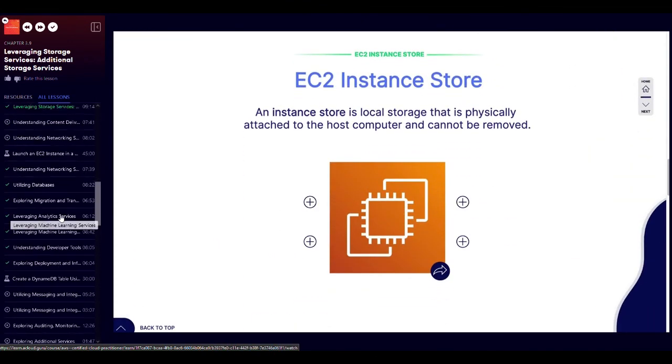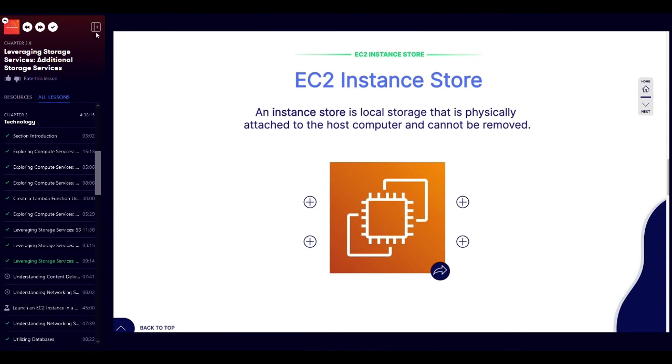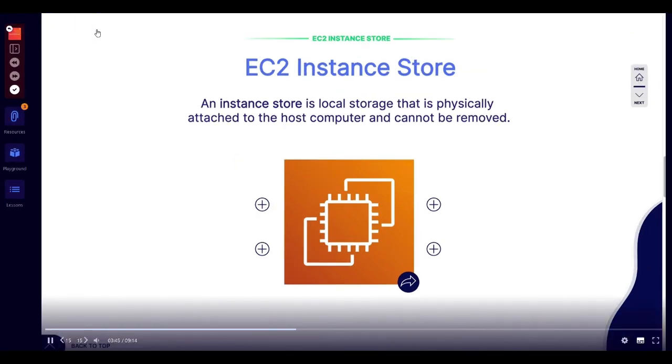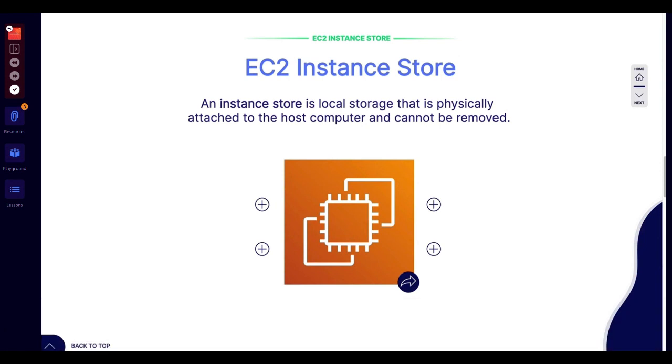Next, let's talk about EC2 Instance Store. An instance store is local storage that is physically attached to the host computer. That means that the instance store and the EC2 instance itself exist on the same physical machine. This comes with advantages as well as drawbacks. The biggest drawback is that storage is temporary. Anytime the EC2 instance is stopped or terminated, that data is gone forever.